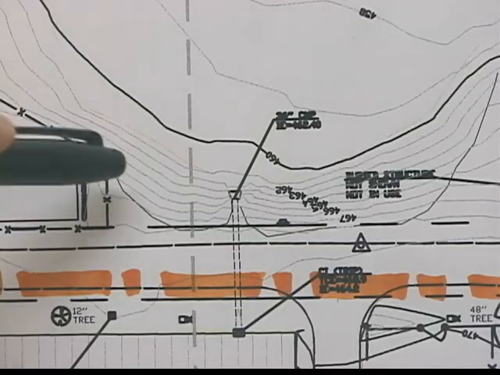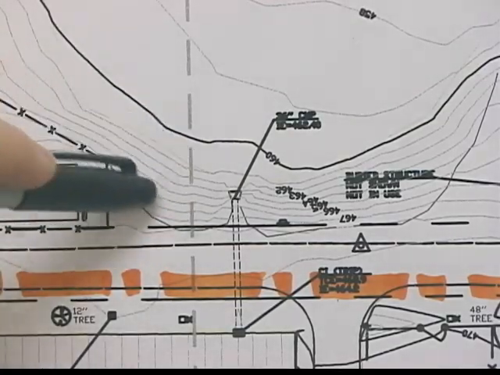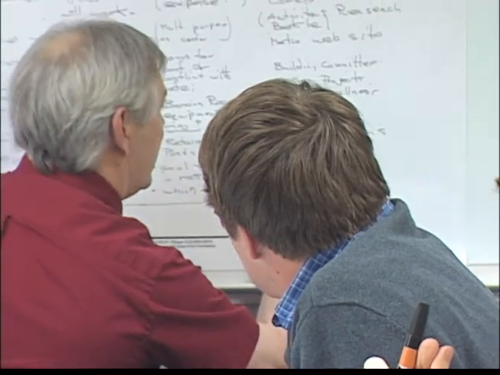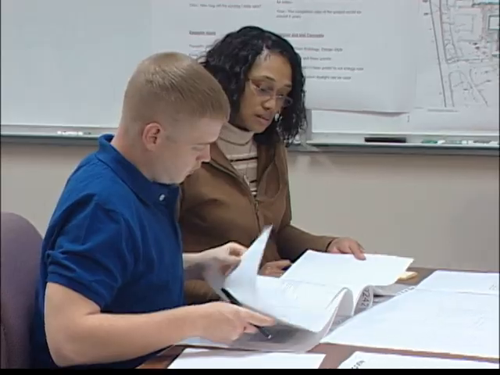Right. We would really like to utilize the fact that there's that 10-foot drop. Use the change of grade to avoid excavation, and that could bring back some extra money.